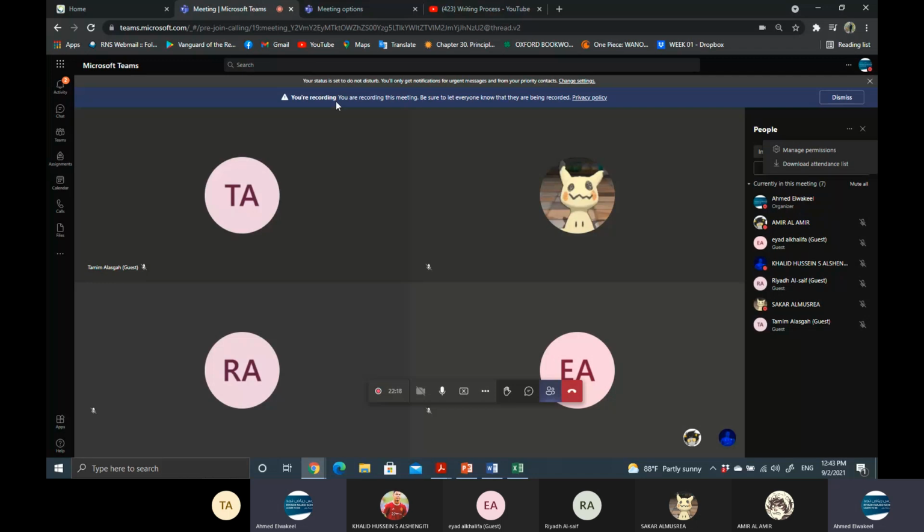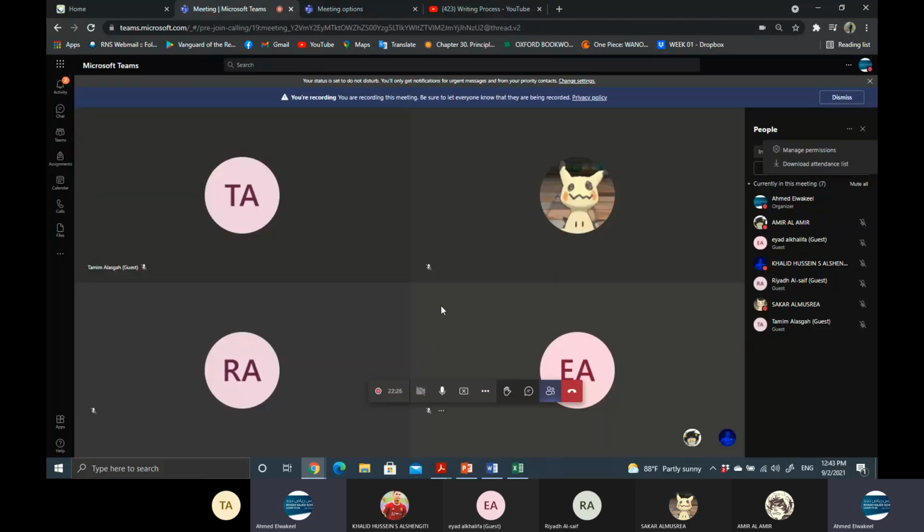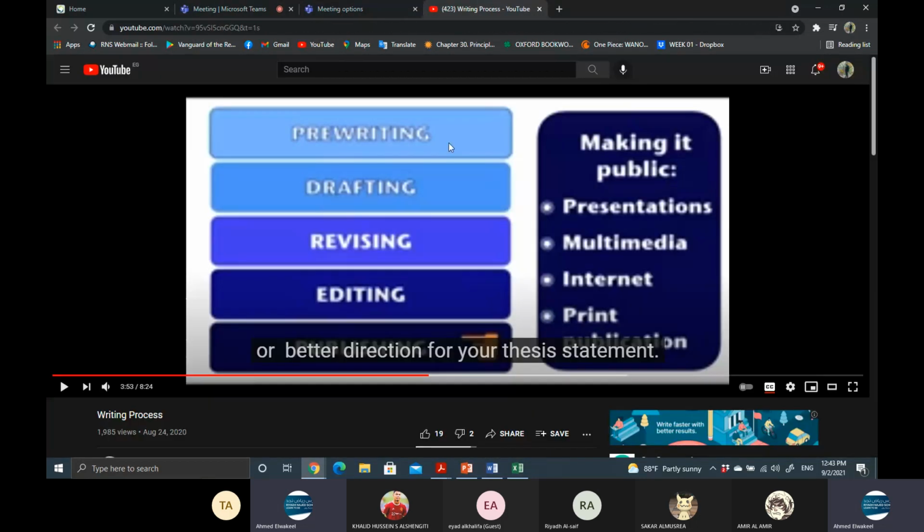First, you have some processes. Number one is the pre-writing process. Pre-writing process means the process before even starting to write. So first we have pre-writing. Pre-writing, what will we do before writing? Drafting, to put all what we have prepared in the before writing process into chronological order.